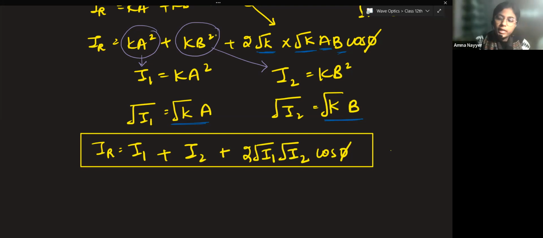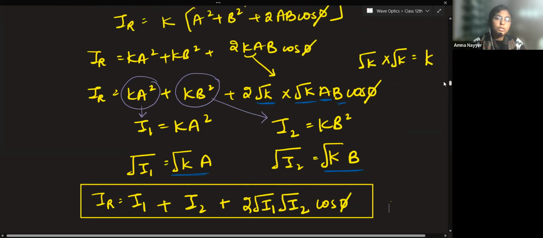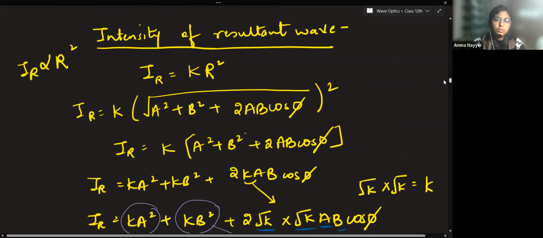Understood? How did we calculate it? Ka square was I1, Kb square was I2. So I1 and I2 we wrote. 2 and cos phi remained as it is. Instead of root Ka, I wrote root I1, and instead of root Kb, I wrote root I2. Note down this equation, then you have a few important things, the conditions of maxima and minima. That we'll do. First, note down the intensity part.